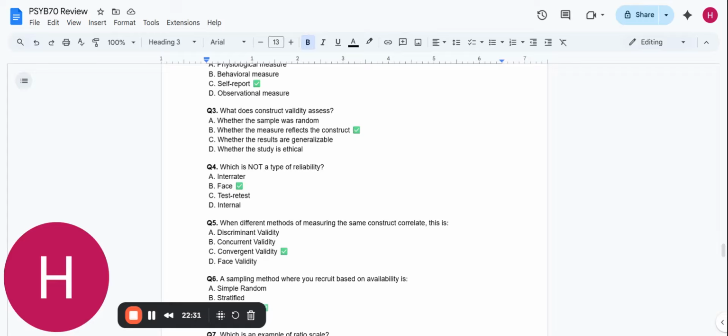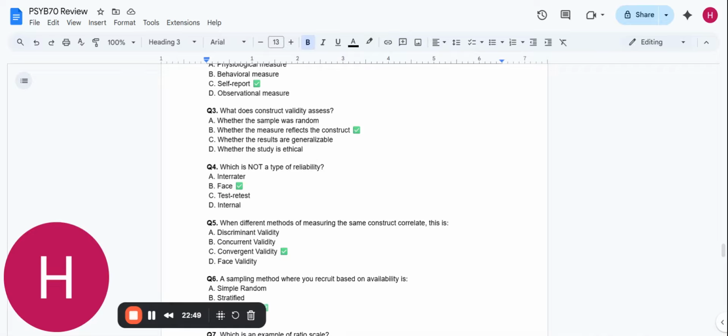So the next question asks, what does construct validity actually assess? So construct validity, as we covered during this review, assesses whether the measure reflects the construct, and are we actually measuring what we think we are.